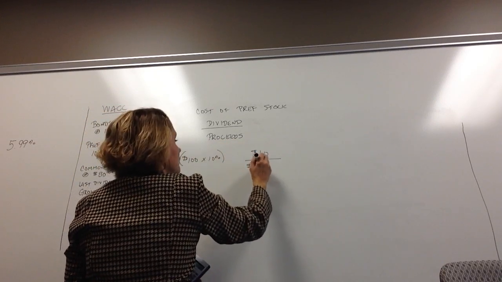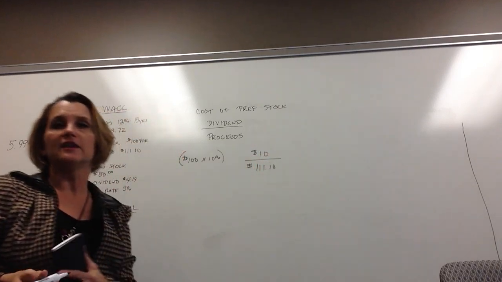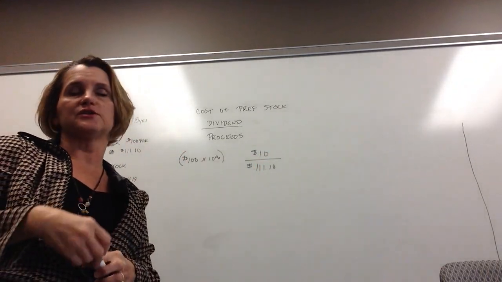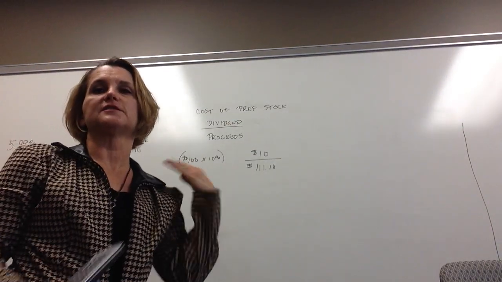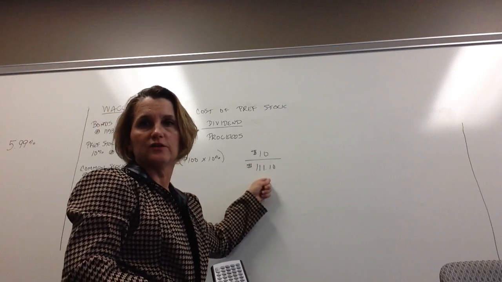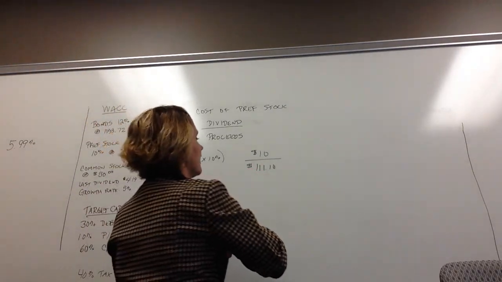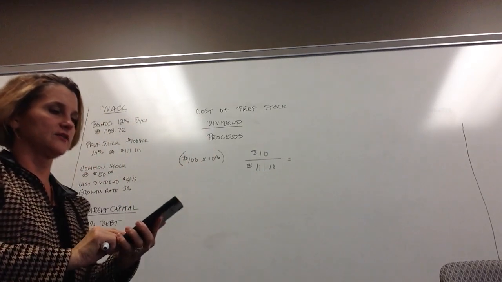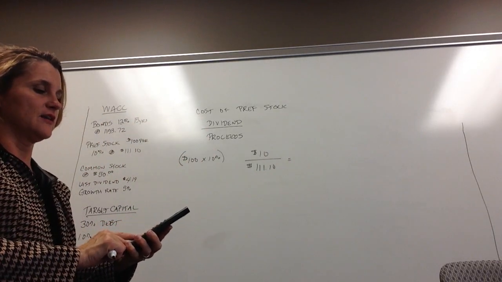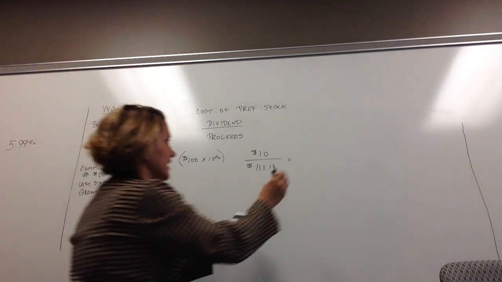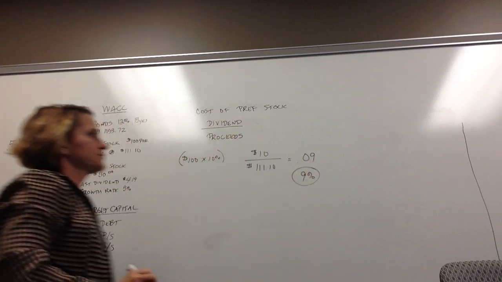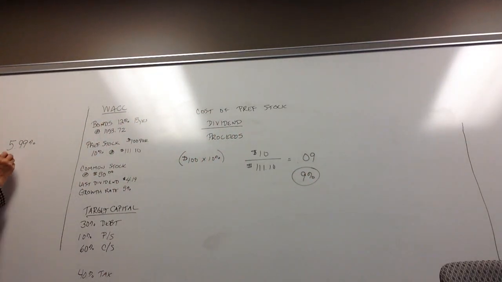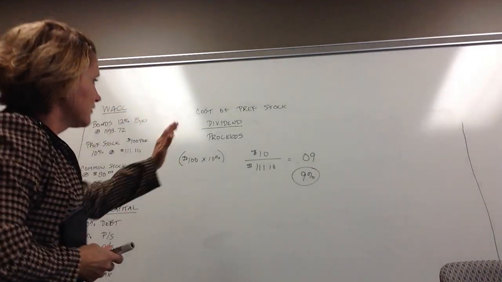The proceeds is what it sells for today, and in this particular one there are no fees or costs, but read your problems carefully because there can be fees or costs to issue, and then we would subtract those from those proceeds. But in this case there's not, so we take our $10 dividend and divide it by the $111.10, and that gives us 0.09 or 9%. Then I'm going to write that over here, because again I'll need to erase the board. So that's our second component.